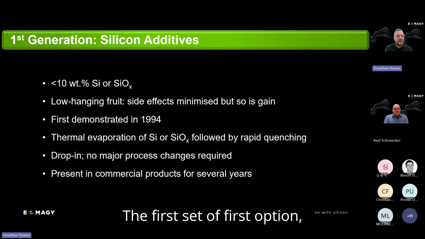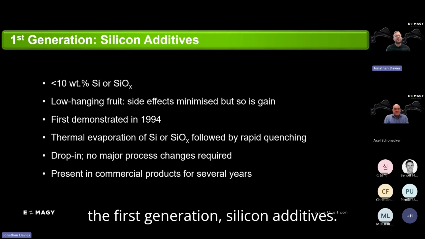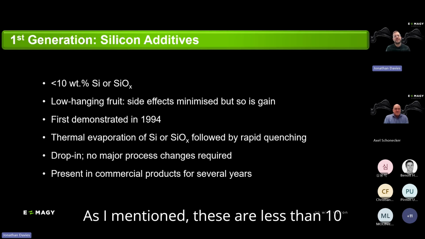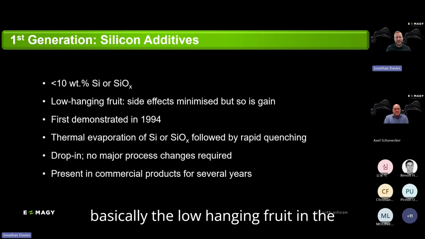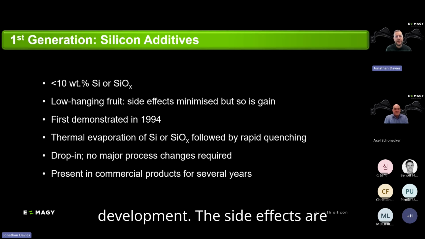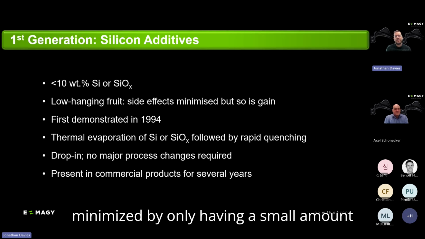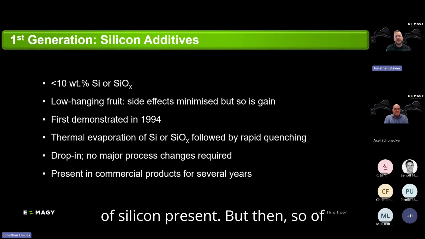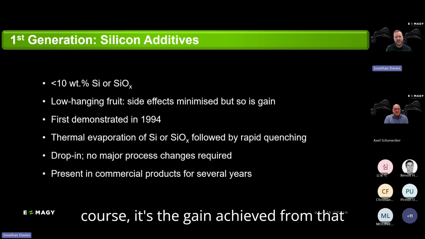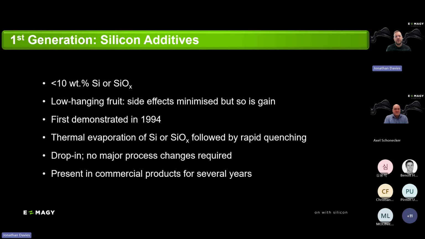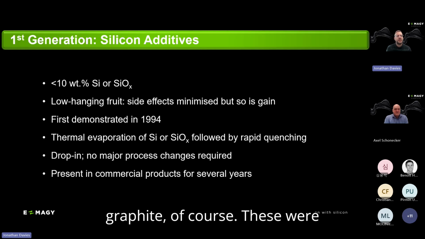The first option, the first generation, silicon additives. As I mentioned, these are less than 10 weight% of silicon, and these were basically the low-hanging fruit in the development. The side effects are minimized by only having a small amount of silicon present, but then, of course, so is the gain achieved from that, with the balance being graphite, of course.